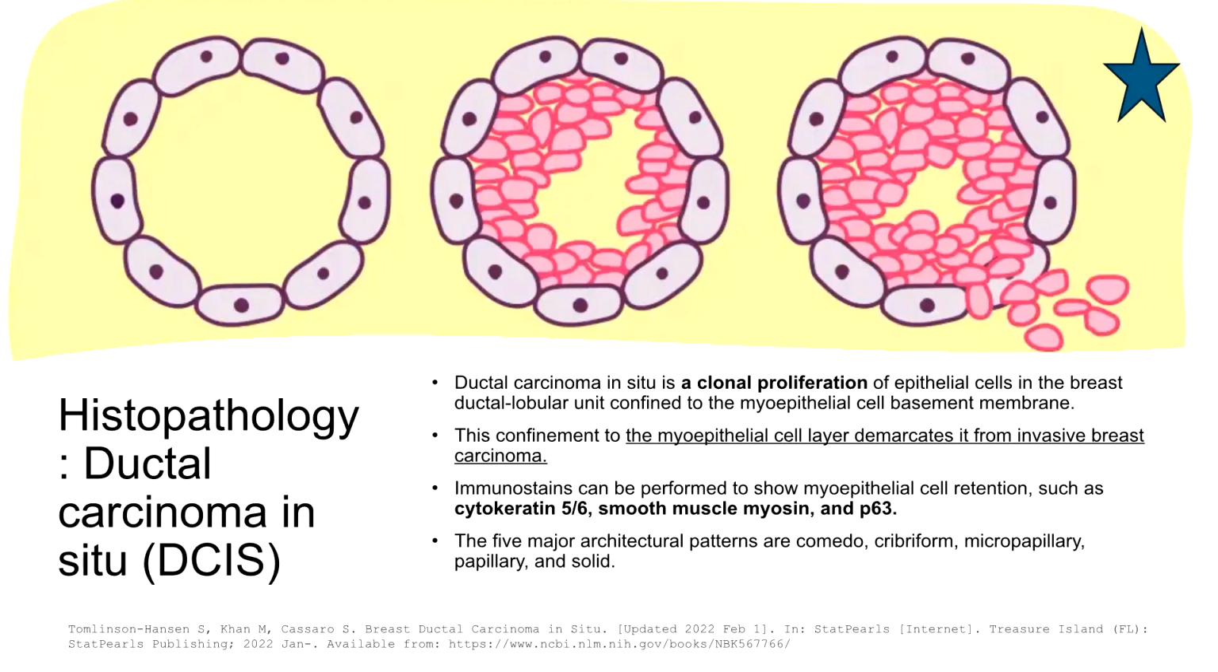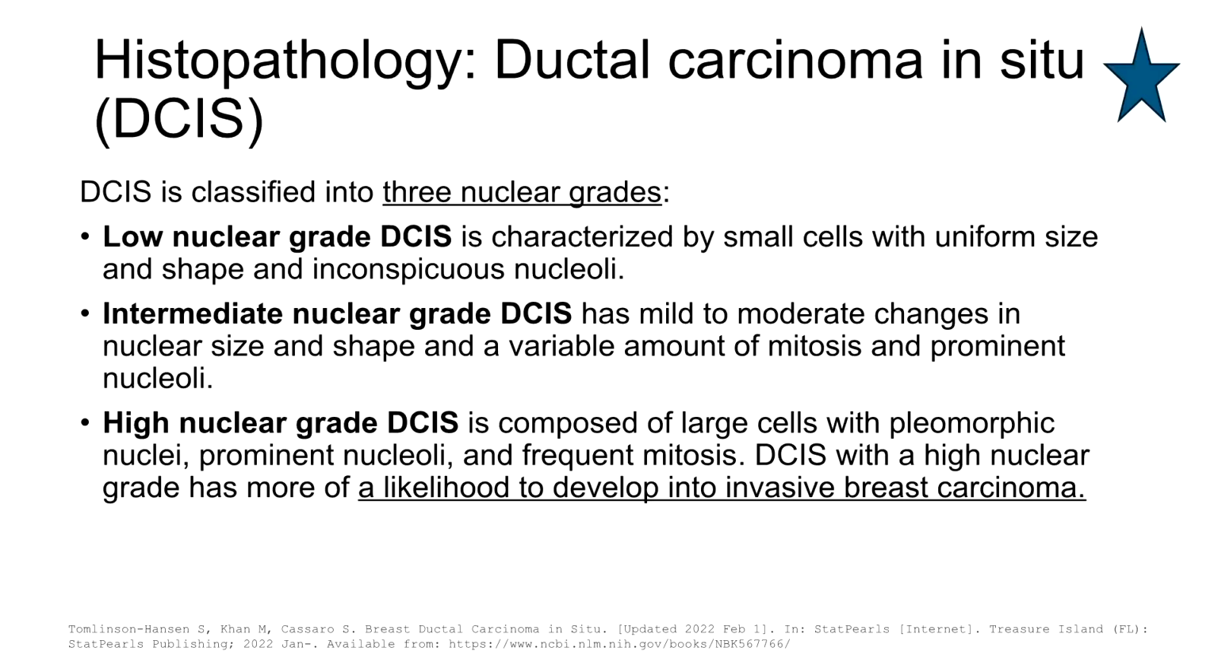There are 5 different patterns of DCIS. You don't need to know this, it's just general information. What you need to know is that there are 3 nuclear grades. There are low nuclear grades of DCIS. They are characterized by small cells, uniform size. There is an intermediate nuclear grade of DCIS with moderate changes in the nuclear size and the shape of the cells and the amount of mitosis, right?